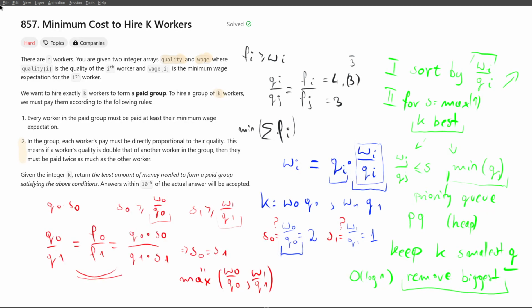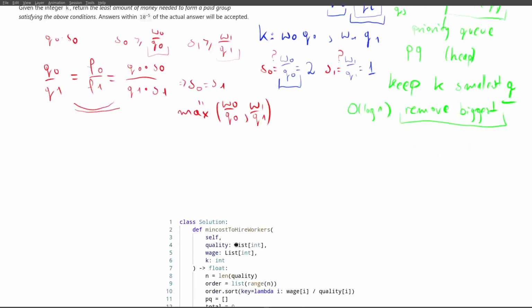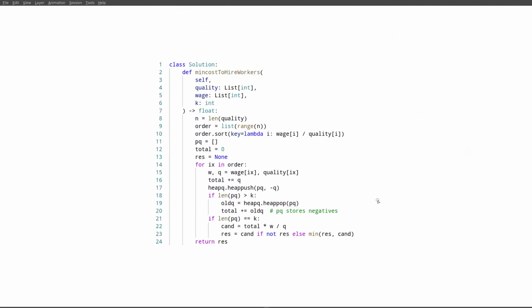Now, that was a lot of talking. Now let's see the code. At least the code is not that long. We'll be keeping our priority queue. We'll be adding people one by one based on some order, and that order is, of course, order of increasing scaling factors. Right, so this is just SI, this thing.